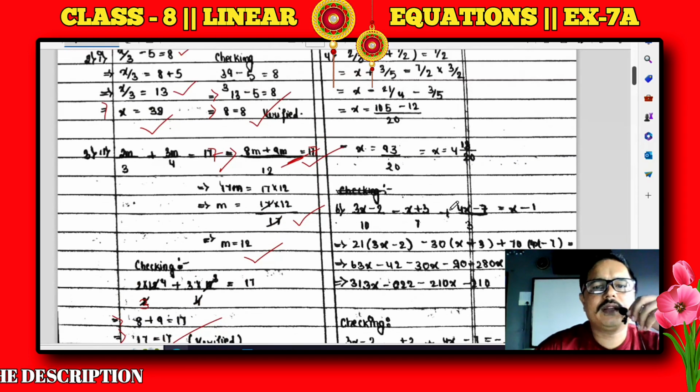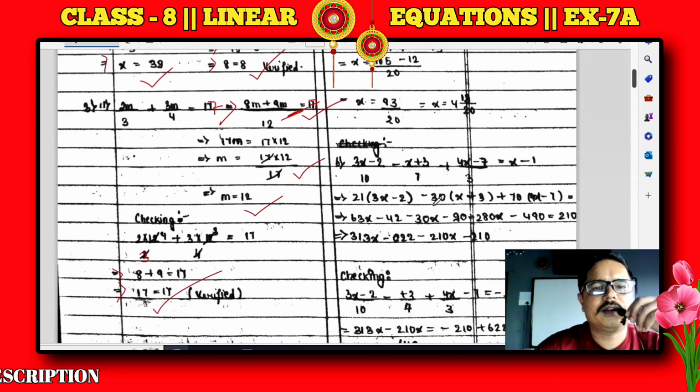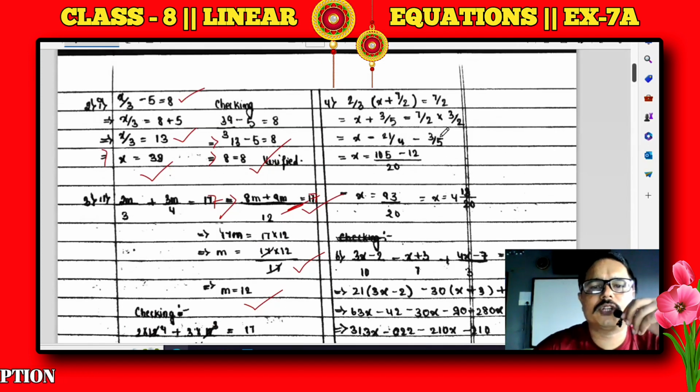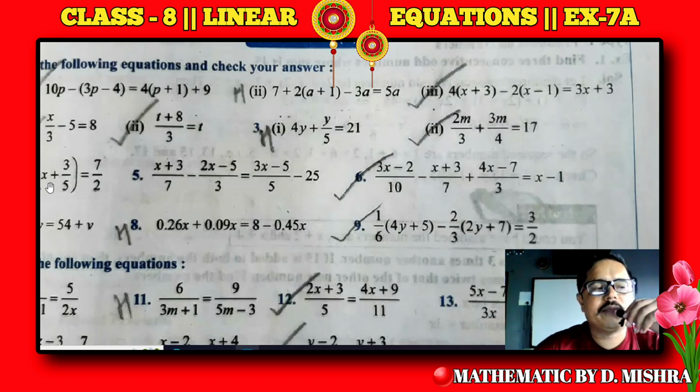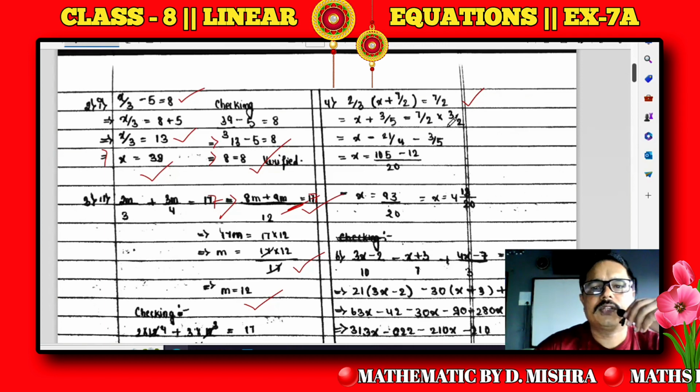Now we will understand this one, right? Question number 4. So question 4 is this. Just have a look here. After 3 we have done 3 2, and then we are doing 4, right? The 4th number question is this: 2 upon 3 in bracket x plus 3 by 5 is equal to 7 by 2. So this is the question.